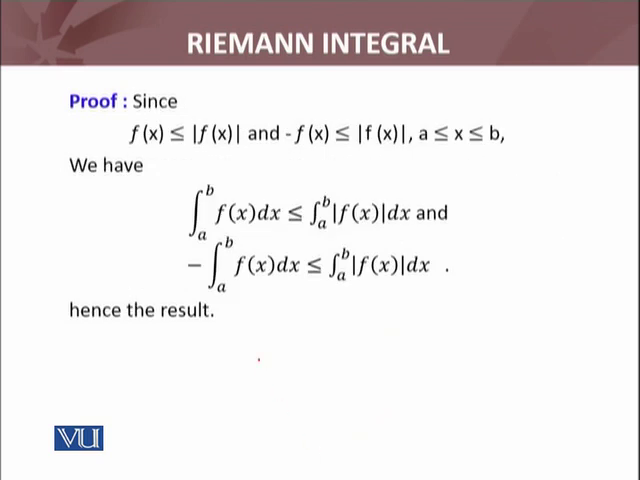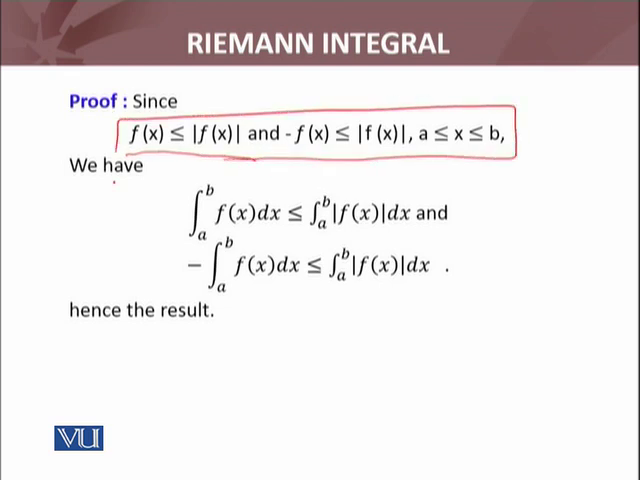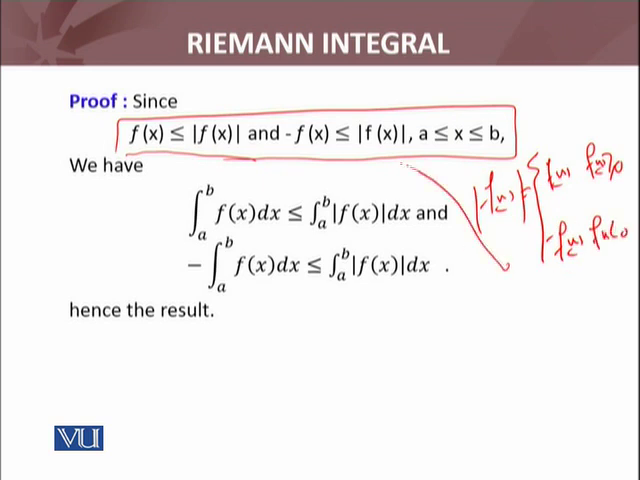Now we have to show the second point. This inequality is true for all x. What is the definition of |f of x|? It is f of x if f of x is greater than or equal to 0, and minus f of x if f of x is less than 0. If we use this property, then both inequalities are true, this one is true and this one is also true. We have these things.